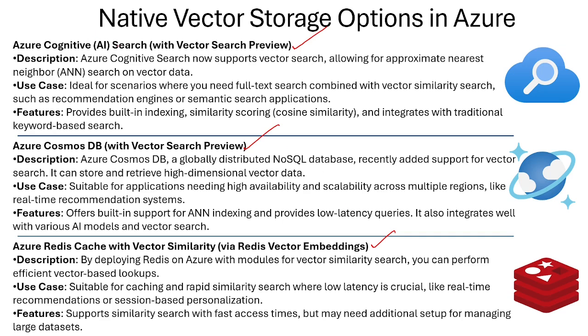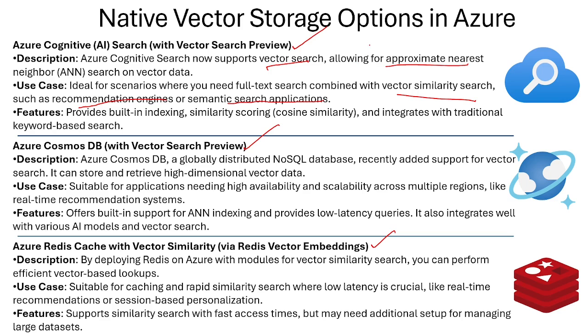Speaking about Azure Cognitive Search, it is now rebranded as Azure AI Search, and it supports vector search, allowing for approximate nearest neighbor search on vector data. It stores vector embeddings in the form of an index that works on an algorithm called ANN. Speaking of use cases, it's ideal for scenarios where you need full text search combined with vector similarity search, such as recommendation engines or semantic search applications. So Azure AI Search supports the capability of performing hybrid search.